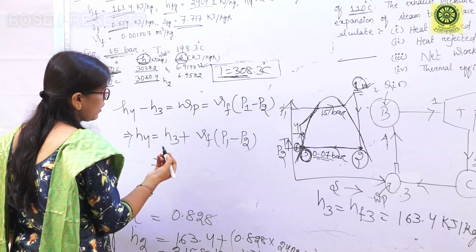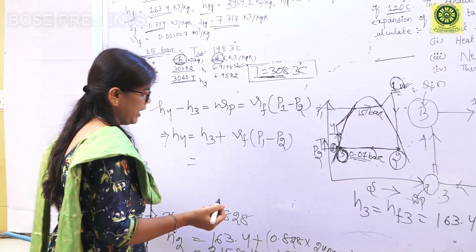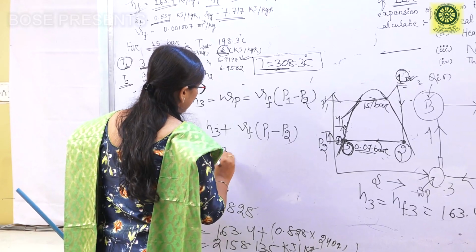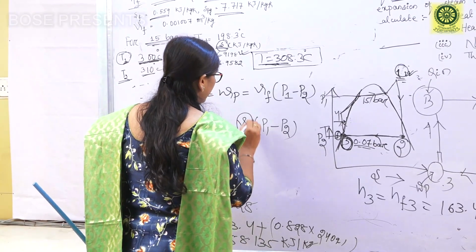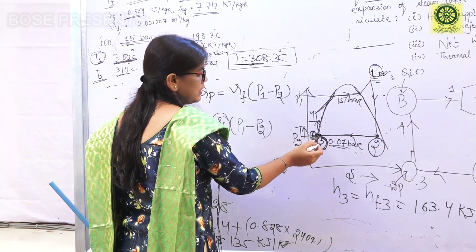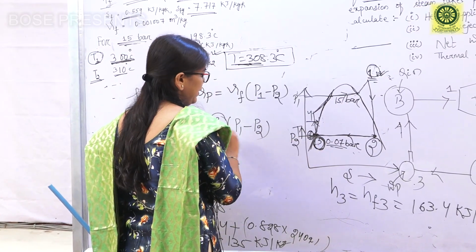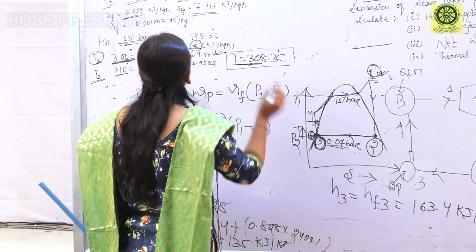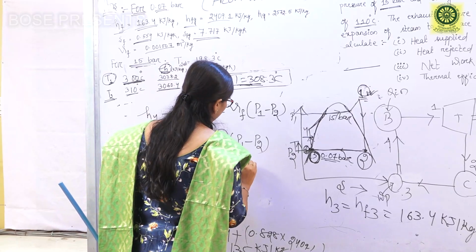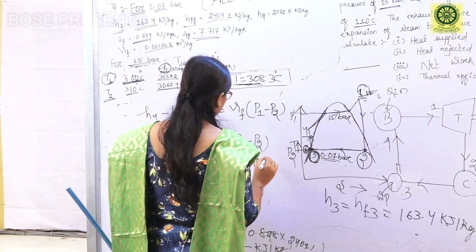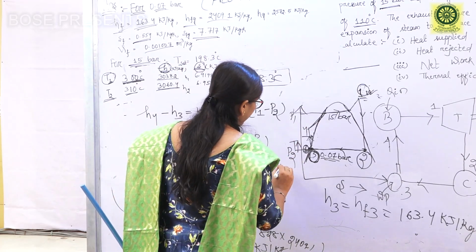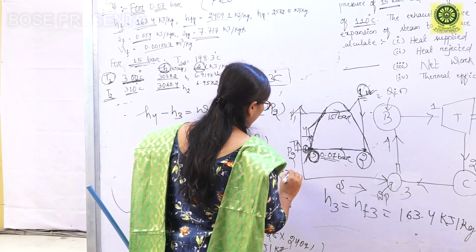So H3 is how much? I have already written here, H3 is 163.4. 163.4 plus Vf. At this point Vf will be for 0.07 bar, Vf will be 0.00107, into P1 minus P2. P1 is 15 bar minus P2, which is 0.07 bar.